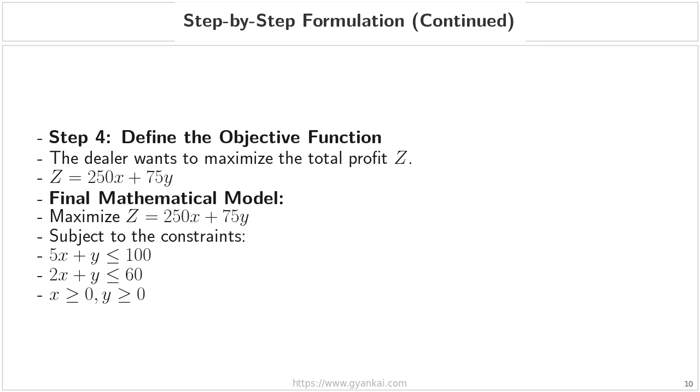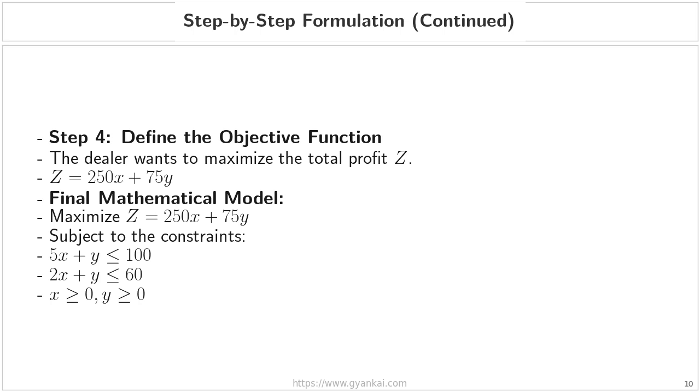When you present a solution, you must present it as a single, cohesive unit. We start by stating our goal. Maximize z equals 250x plus 75y. Then, we follow this with the phrase subject to the constraints, which tells us that our profit is limited by the real-world boundaries we've identified.